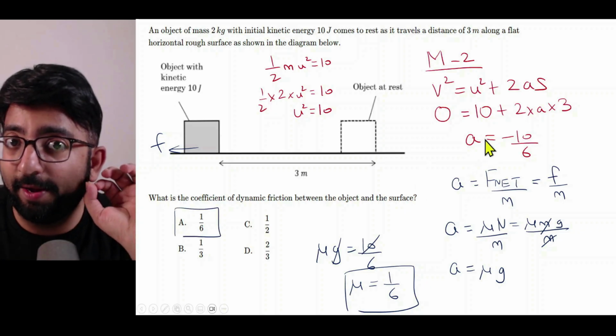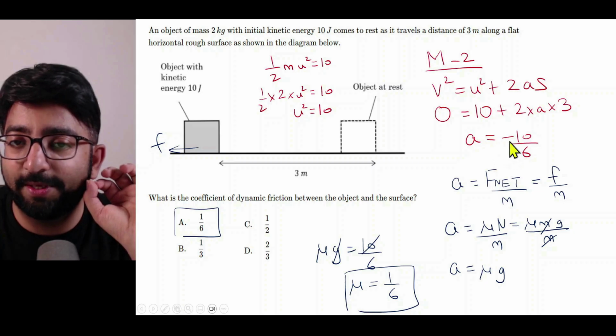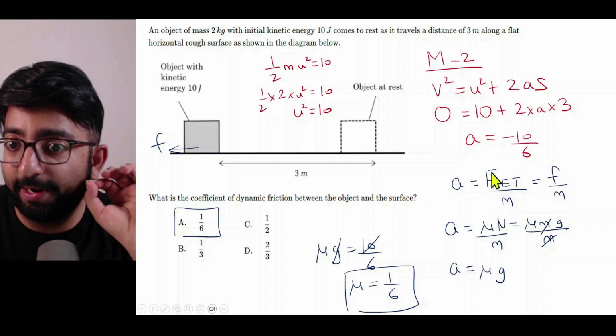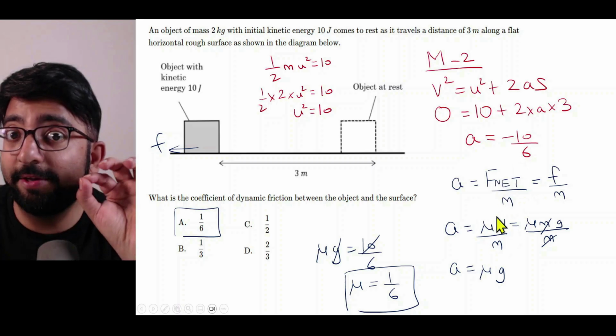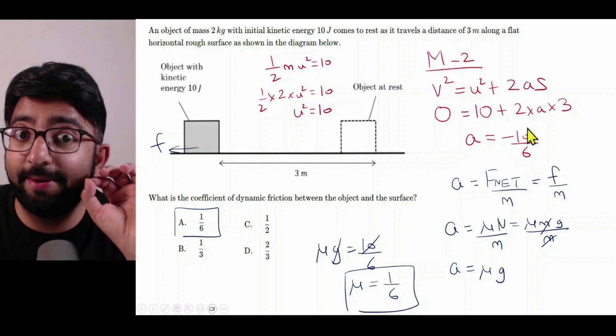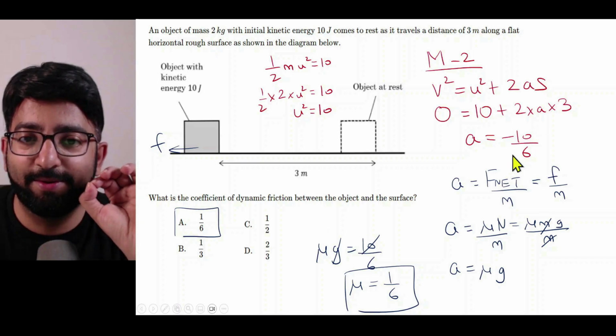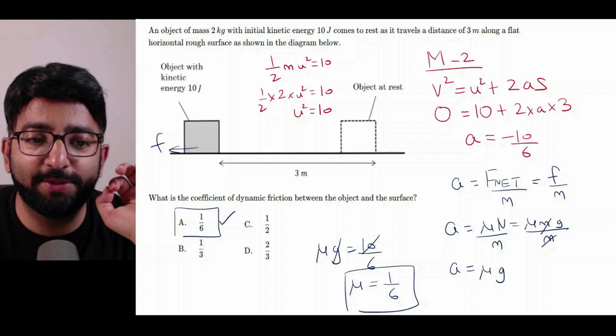Now, bear in mind why we have ignored the negative sign: in this formula, we have used the magnitude of friction. So the net force is equal to mu times N, which is the magnitude. And over here, 10 by 6 is the magnitude. That is why we ignored the minus sign. So A is the right answer to this question.